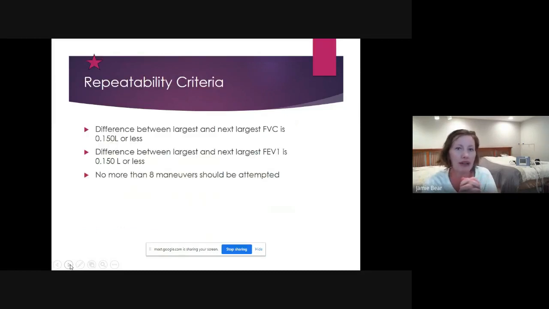To say that a pulmonary function test is repeatable, we need a difference between the largest and next largest forced vital capacity of 0.150 liters or less. And the difference between the largest and next largest FEV1 is also 0.15 liters or less.